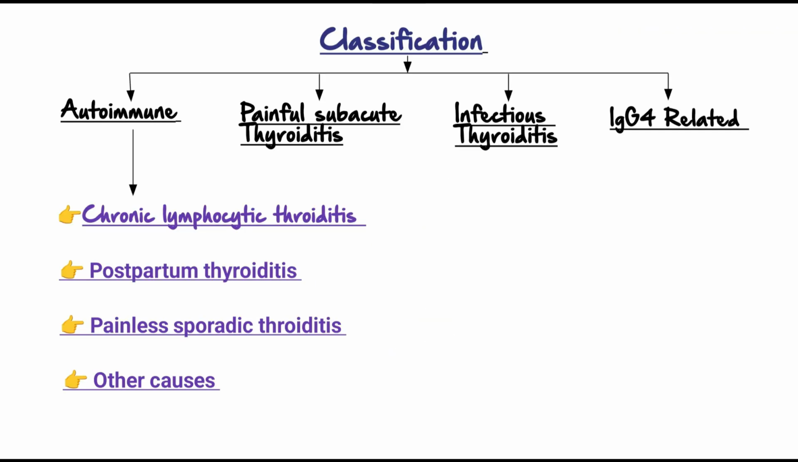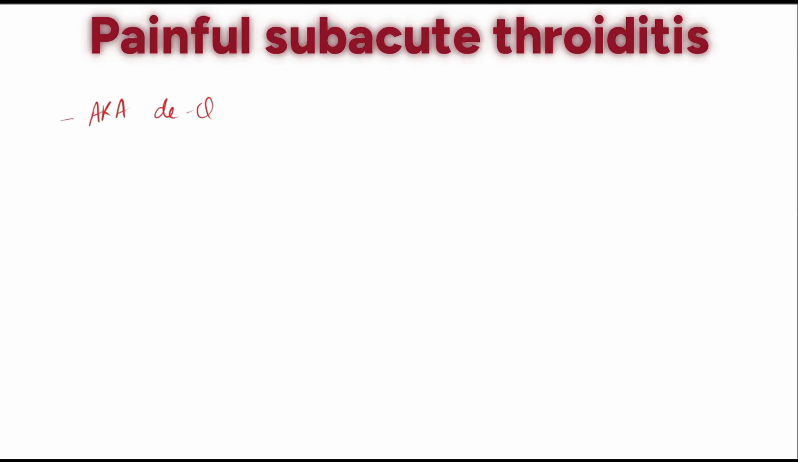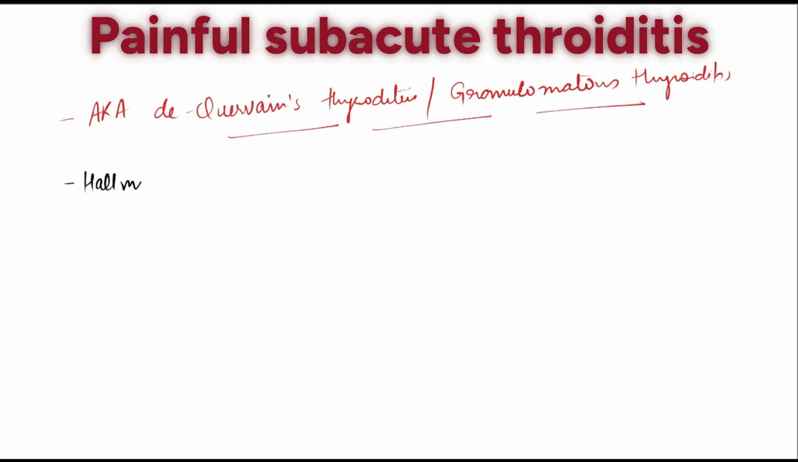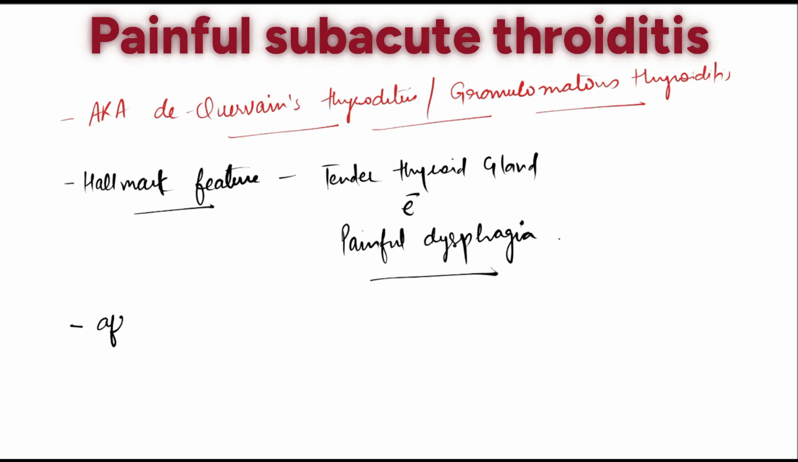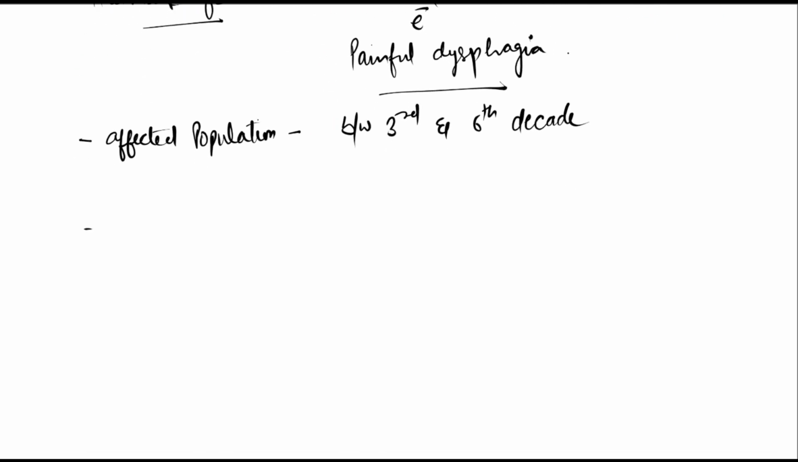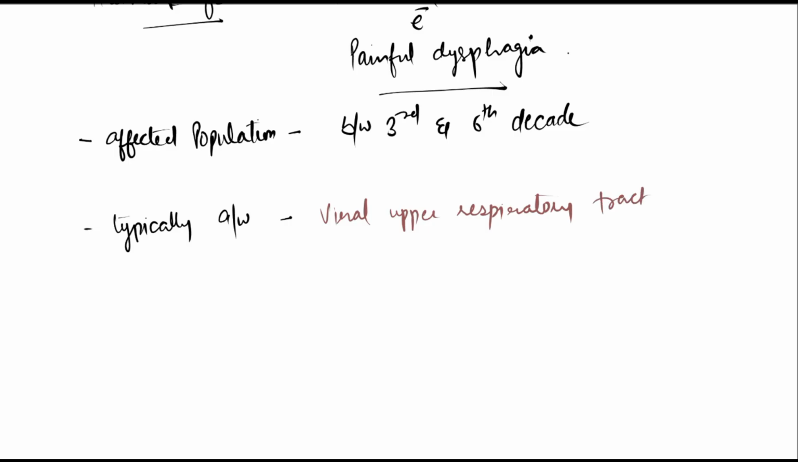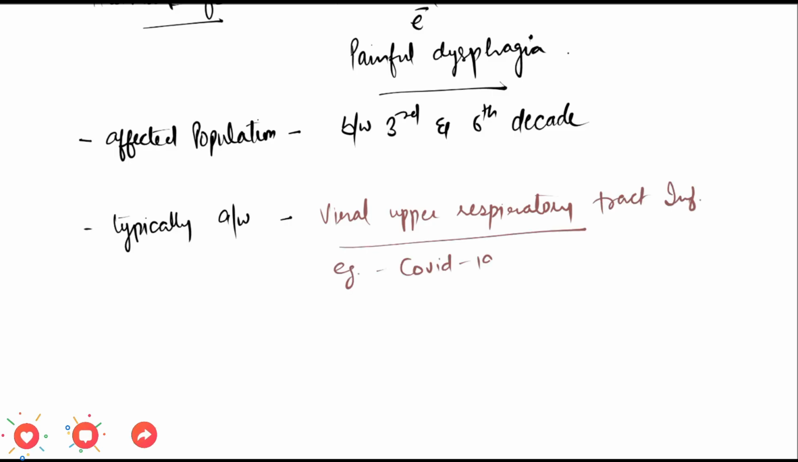And now the known non-autoimmune cause, that is painful subacute thyroiditis. It is also known as de Quervain's thyroiditis or granulomatous thyroiditis. As the name suggests, the hallmark feature of painful subacute thyroiditis is a tender thyroid gland with painful dysphagia. The affected population is between the 3rd and 6th decades of life. It is typically associated with upper respiratory tract infection, for example, COVID-19 infection, mumps, and adenovirus infections.